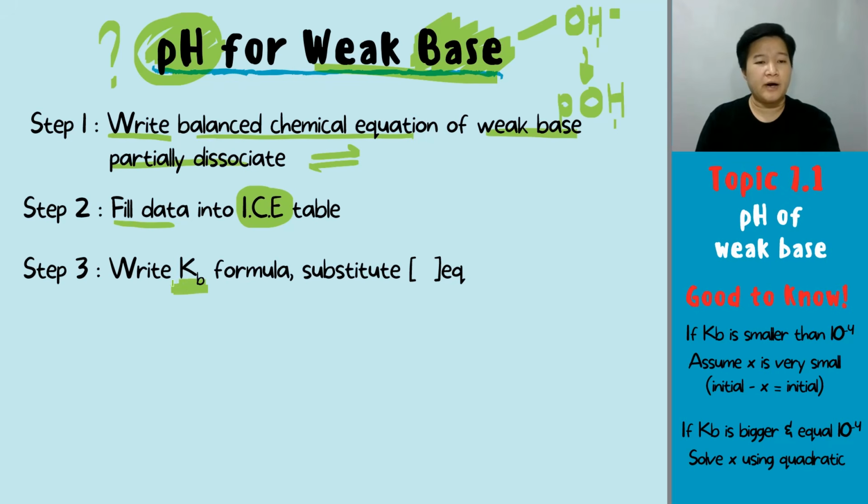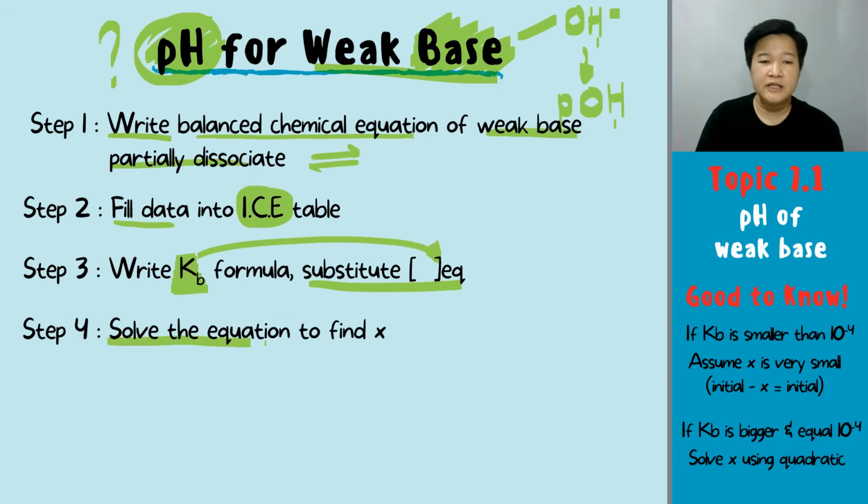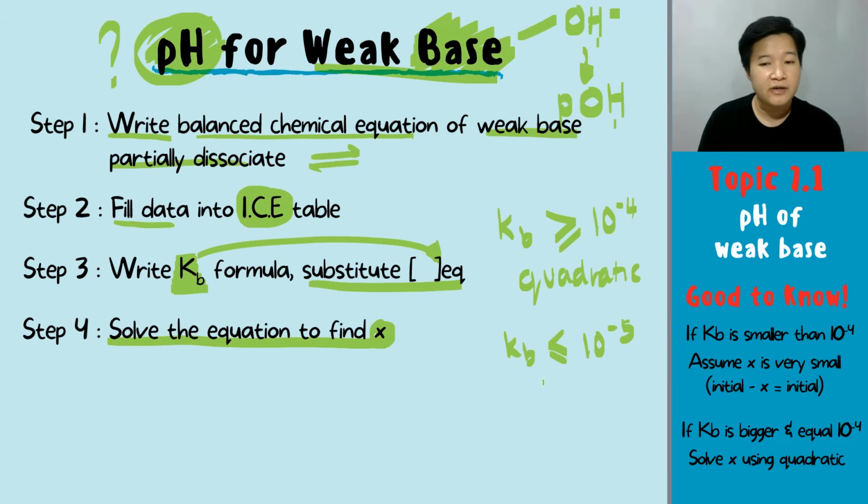Then we write the Kb formula and substitute the concentrations at equilibrium, because Kb is already at equilibrium. Solve the equation to find x, using either the quadratic or the assumption, depending on the Kb value. If the Kb value is bigger than or equal to 10 to the power of negative 4, then we are going to use the quadratic. If your Kb value is less than or equal to 10 to the power of negative 5, then we are going to assume.